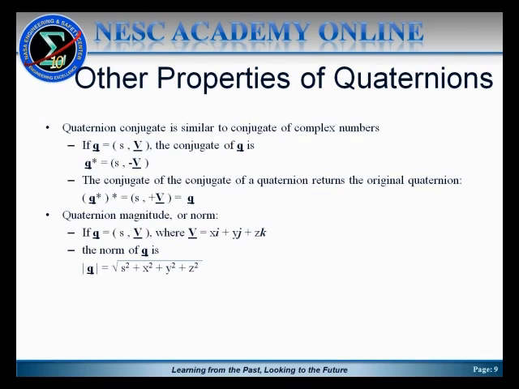And the quaternion has a magnitude, or what's also called the norm. Again, if q is a quaternion represented by a scalar part and a vector part, where the vector part is represented as components x, y, and z relative to the basis vectors i, j, and k of some reference frame, then the norm of q is the square root of the sum of the scalar part squared and the individual components x, y, and z squared.